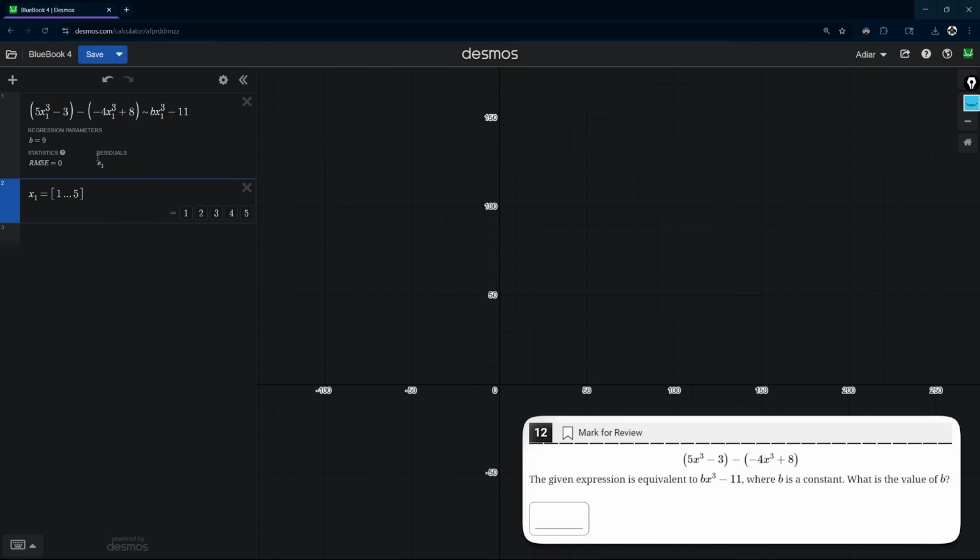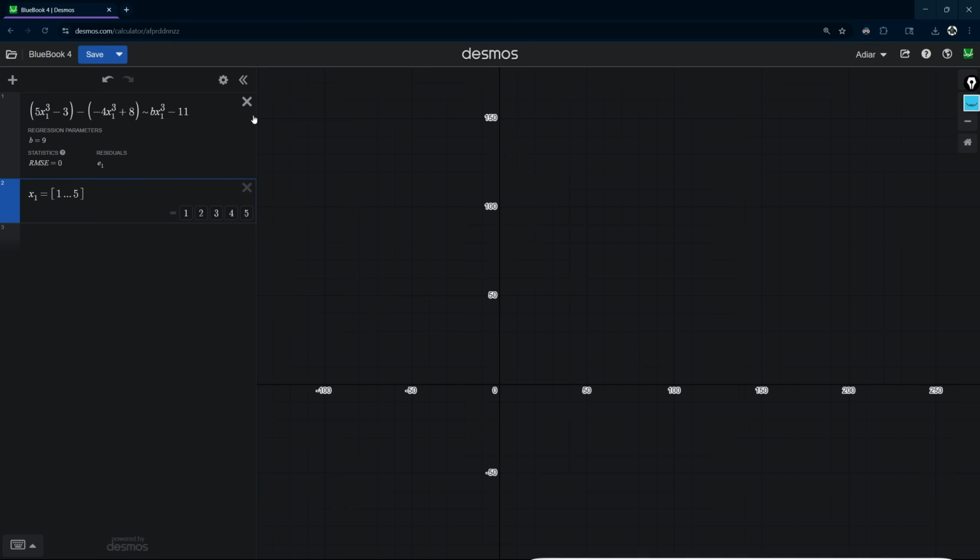Now, this problem is very easy to do by hand or just by looking at it, right? We can see that when we add the cubed terms, 5x cubed minus negative 4x cubed, we're going to get 9x cubed. But this is a good method for when these types of problems get harder. So I wanted to introduce it in an easier way before we see problems that look a little bit harder.